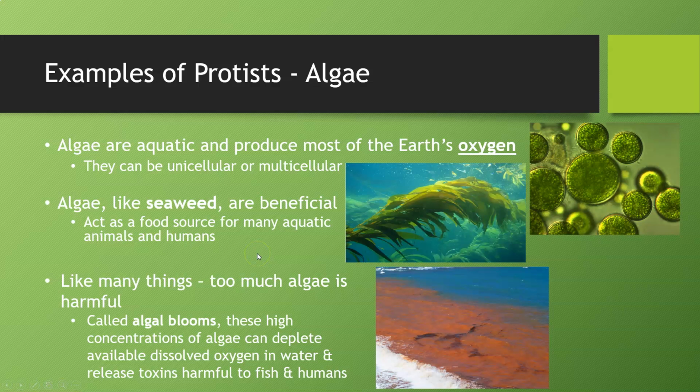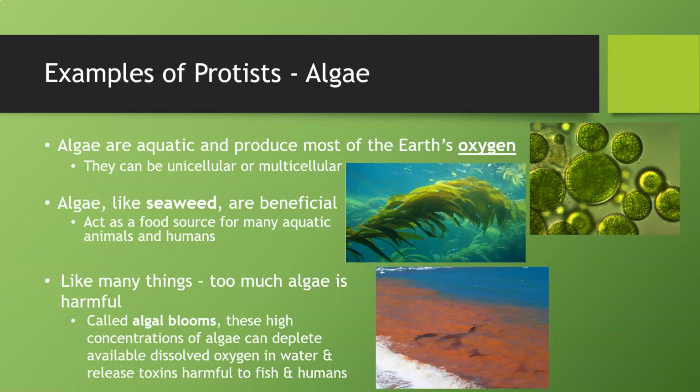Now, here's the thing. Like so many things on Earth, too much of anything is considered harmful. Same thing with algae. Algal blooms, like what you see in this image here, are an example of what we call red tide, because what you're seeing here is red algae that have bloomed to the point where it is literally turning the water red instead of the usual blue that you see back here. Because there's such a high concentration of algae, these algal blooms are able to deplete the available dissolved oxygen in the immediate area.